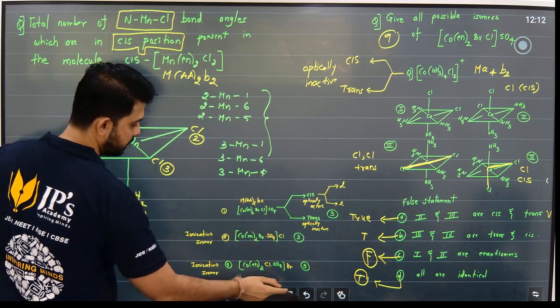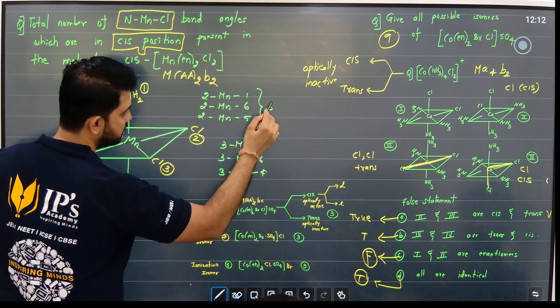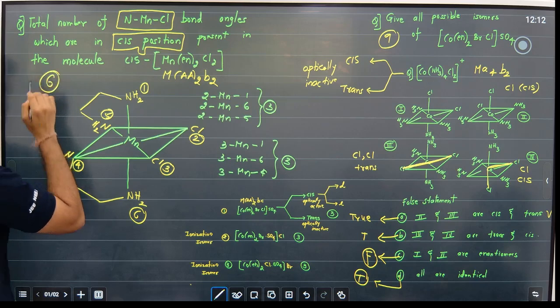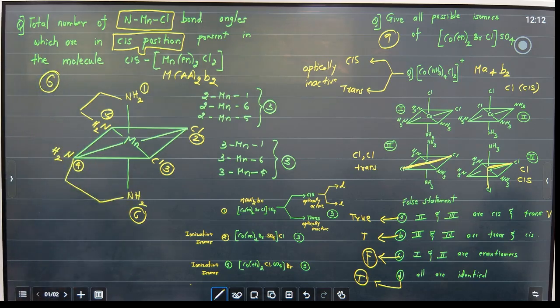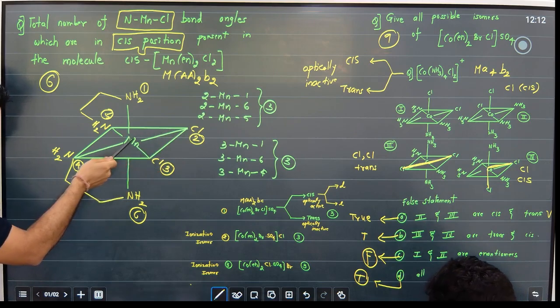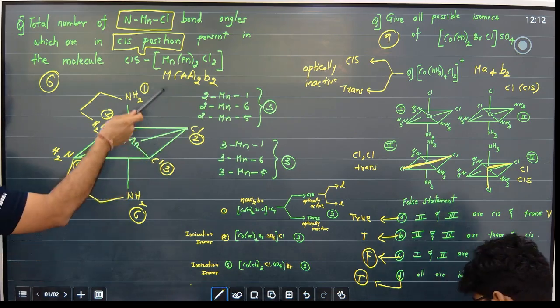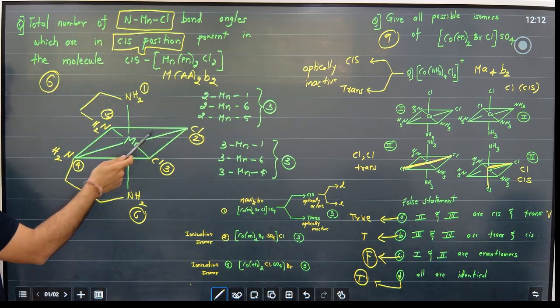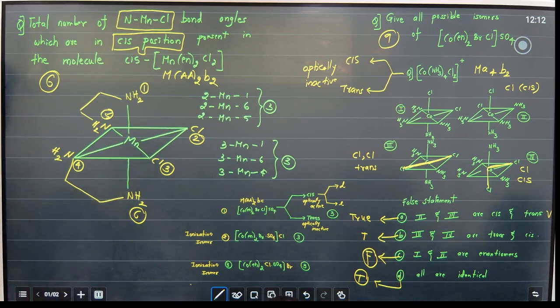So what is the total? 3 here and 3 here. So the total number is 6. Did you people get that? Anyone who did not get this? Mn 3 will be with a Cl Mn Cl bond. The question says N Mn Cl bond. If the question were Cl Mn Cl bond, then it would be different. Did you understand? Anyone who did not get that? Okay, good.